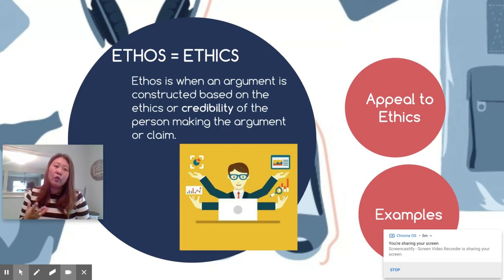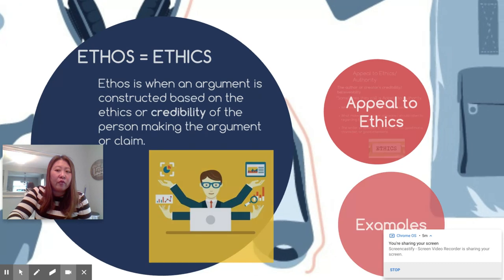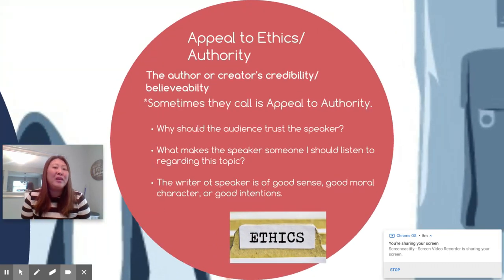So ethos, if you listen to that root word, sounds like ethics, okay? That's where it's coming from. It's a Greek root. And ethos is when an argument is constructed based on ethics or the credibility of the person making the argument or claim. So it's like when there's a doctor or a lawyer or someone who has expertise in an area, that would make the argument more credible, okay? Because there's someone trusted that you can rely on to give you information. We call that an appeal to ethics.